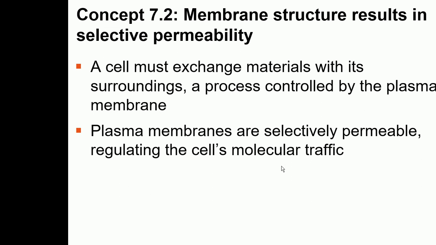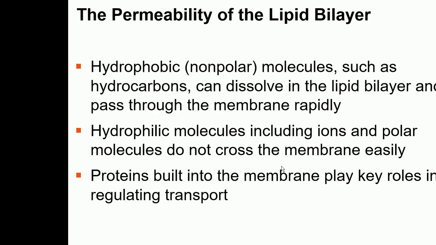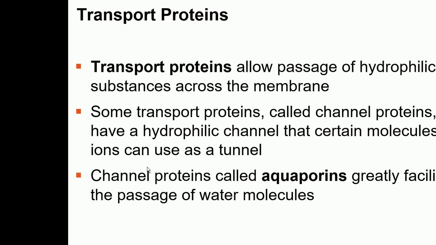So we have already discussed the nature of the plasma membrane, that the plasma membrane is selectively permeable. The interior core of the membrane is all hydrophobic. So anything which is non-polar or hydrophobic can cross the membrane easily. And anything which is hydrophilic, which includes ions or polar things, does not cross the membrane easily. And there are proteins embedded in the membrane which help in the transport. So transport proteins allow the passage of hydrophilic substances across the membrane.